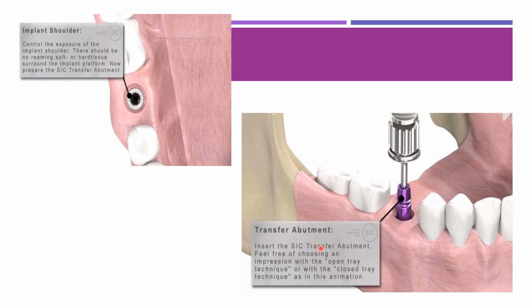Then you can go to the transfer abutment. Insert the transfer abutment. Feel free to choose an impression with the open tray technique or closed tray technique. The details of the prosthetic part will be discussed in the prosthodontics department.